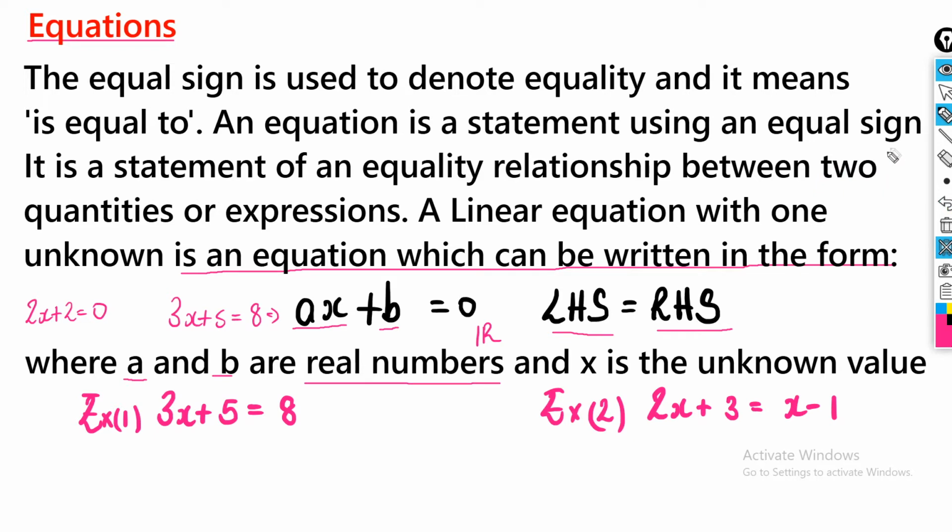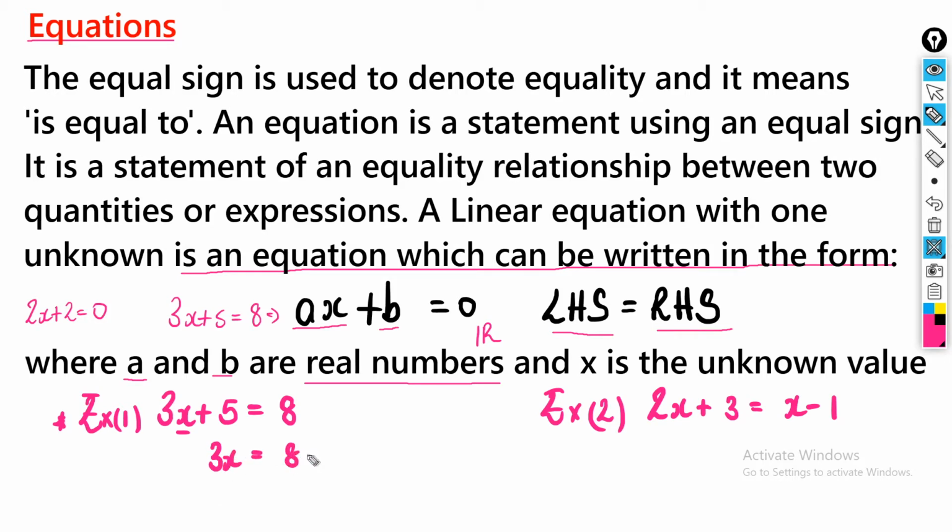Let's increase the size of my writing here. The first example says 3x plus 5 is equal to 8. Let's solve for x. The first thing we're going to do is say 3x is equal to 8 minus 5, because when you carry the 5 to the right side of the equation, the 5 becomes negative instead of positive. Then we end up with 3x is equal to 3. Then we divide both sides of the equation by 3, and we end up with x is equal to 1.